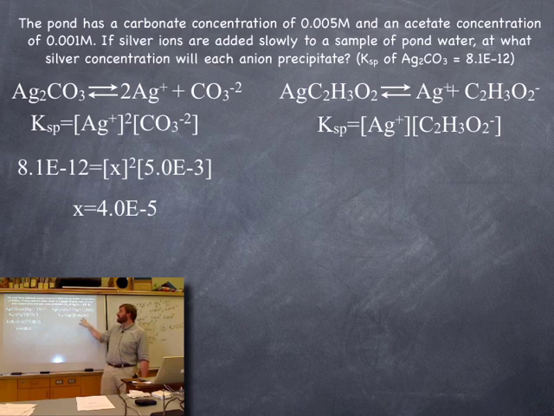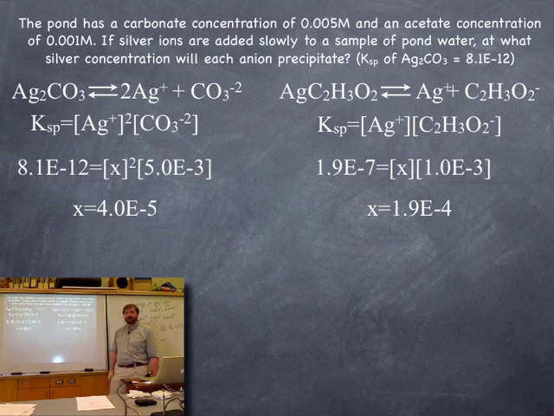Same process. I know the KSP value. I know the concentration of the acetate. I solve for X. So which one of these precipitates first? Carbonate. You need a lower concentration of silver ions. The silver ions will start to precipitate with the carbonate first.